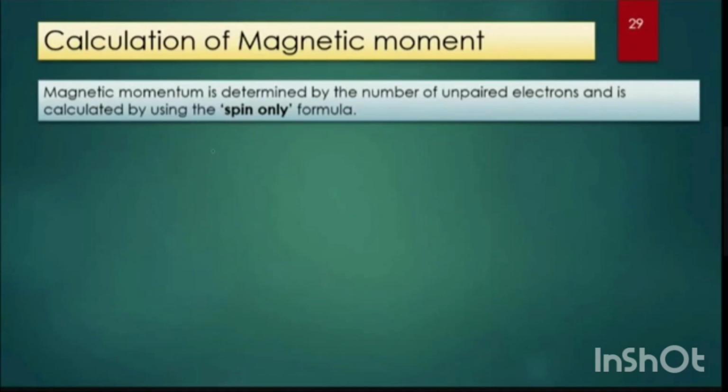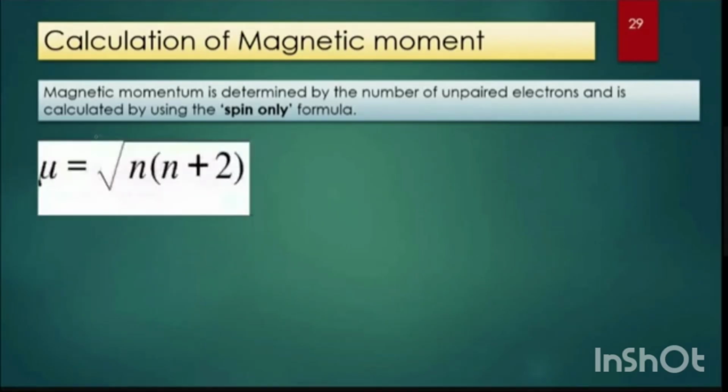Why is it so? Because when we move from left to right in any transition series, what happens to the atomic radii? Atomic radii keep on decreasing because of the increase in effective nuclear charge. When the atomic radius decreases, that leads to the effective quenching of orbital angular momentum. That is why we consider only the spin angular momentum.